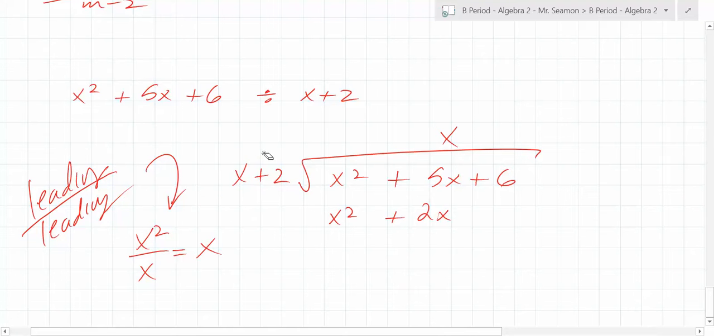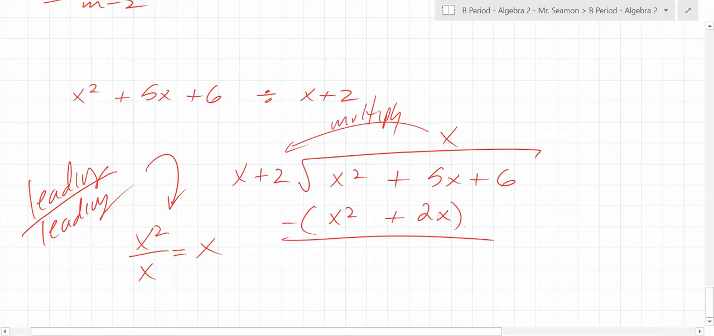X. So now, once you have the x there, what do you do? Multiply each thing, yeah. X times x plus 2. That's correct, yeah. What is x times x? What's x times 2? So now you subtract. What's left?